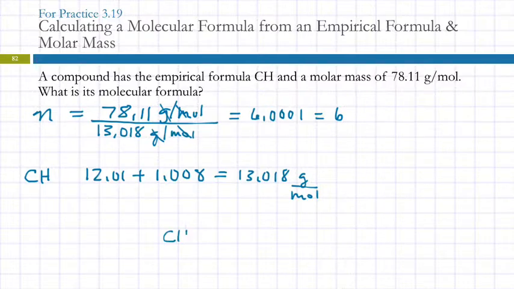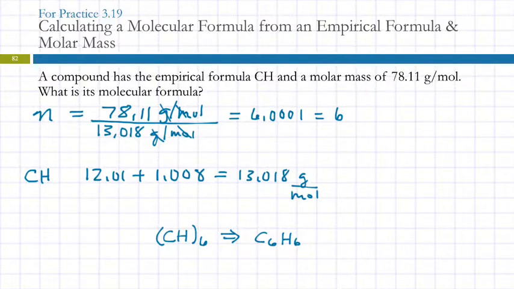So writing it this way can help us understand what we're doing here with that 6. This is not the correct way to write the formula, but it just helps us to understand. This is C6H6. Empirical formula had subscripts of 1. They were not written, but they're understood. We multiply by the integer, we get C6H6. You can calculate the molar mass of this. It'll come out to be 78.11.